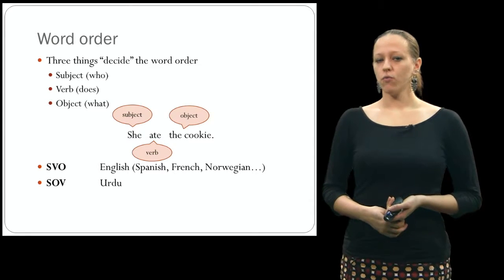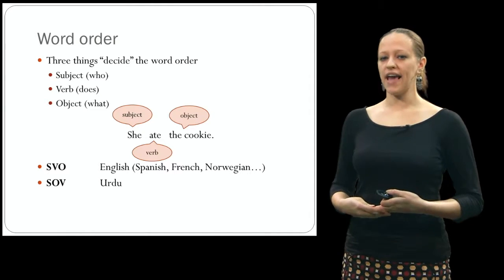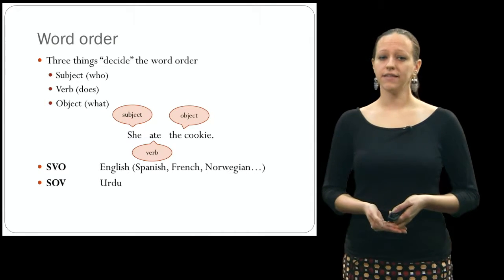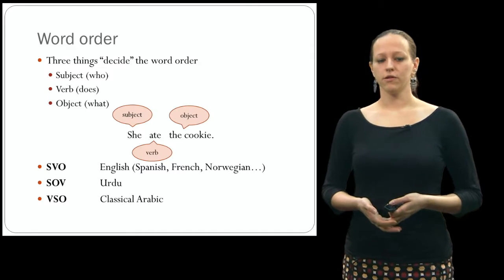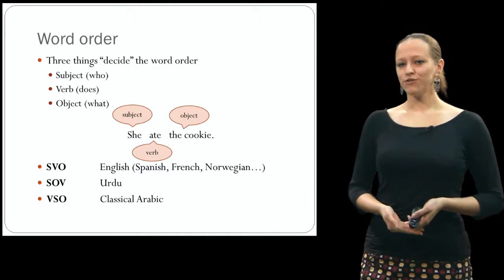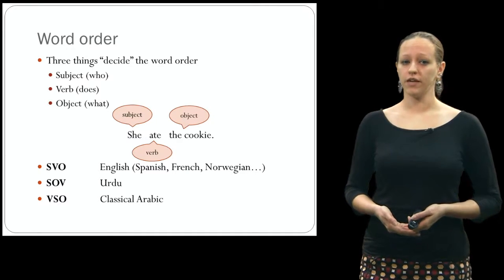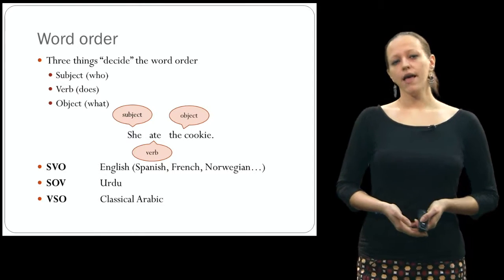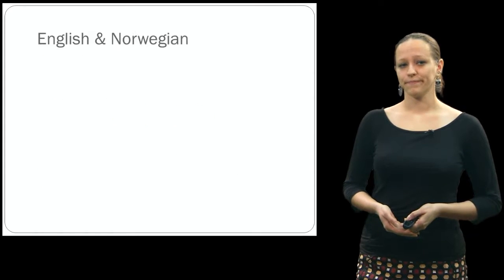One more quite common one is SOV, subject, object, verb, as if we said she the cookie ate. This word order is used, for example, in Urdu and in several other languages. Another one which is fairly spread is VSO, ate she the cookie. And this is used, for example, in classical Arabic and some other languages. The other three combinations, which you can put together from the letters S, V, and O, are not very common, but there are languages in the world which use such word orders.